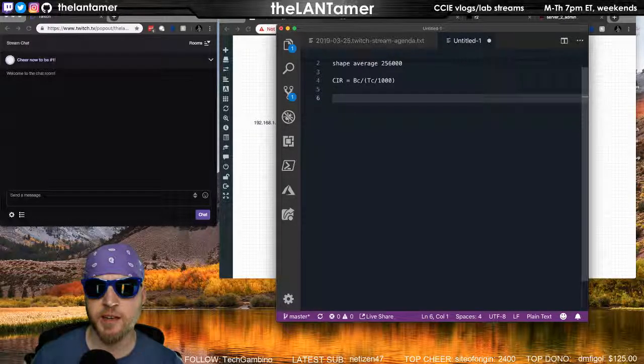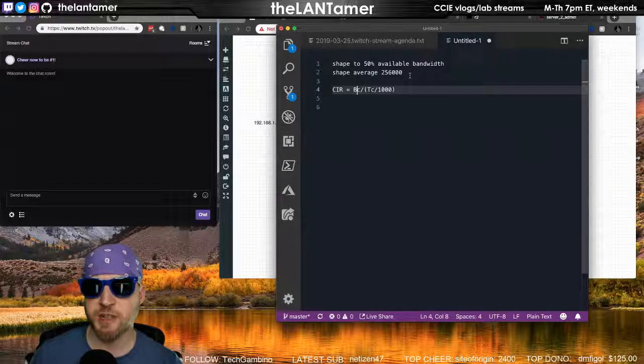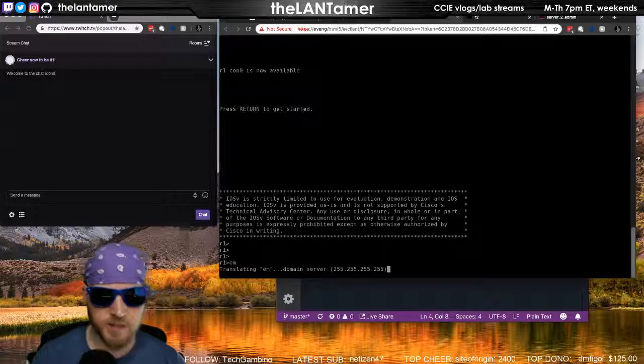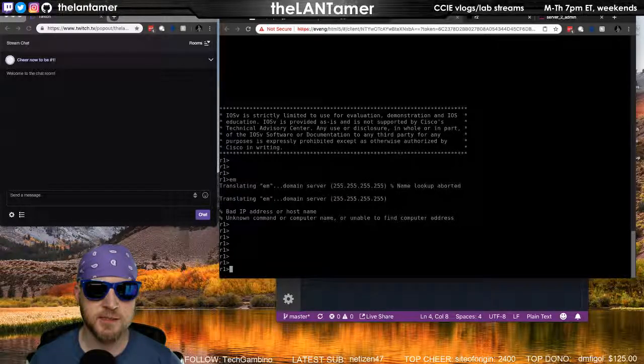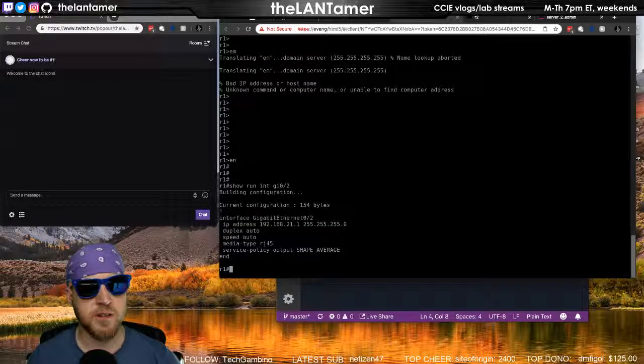This is our formula from yesterday, and we have not been given the BC to use. All we've been told to do is configure the shape average of 256. So Cisco will actually calculate the BC for us and the TC. It does not show us the TC, but we want to solve for TC. So we're going to go over here on our router 1. Show run interface chat02. Show policy map shape underscore average.